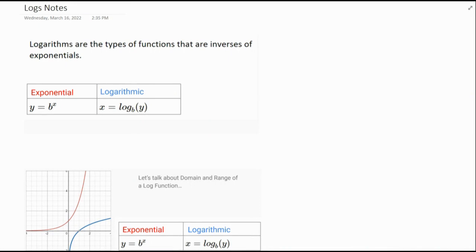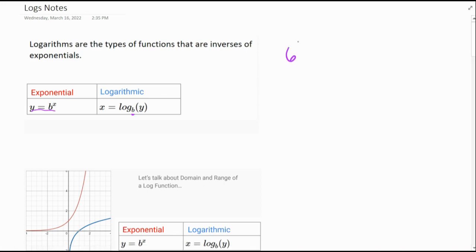Here we're going to talk about logarithms and what they are and how to use them. Logarithms are basically the functions that are inverses of exponentials. What I mean is we have this formula right here, where y equals b to the power of x, and x equals log base b of y. Let's talk a little bit more about what that means.